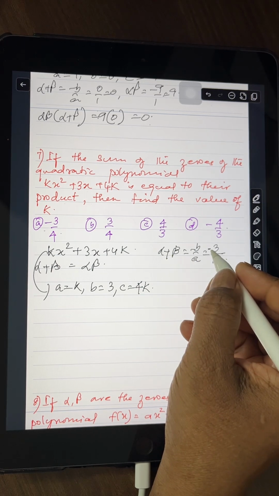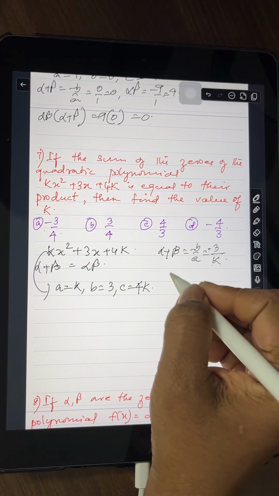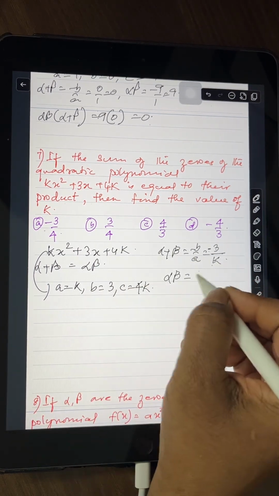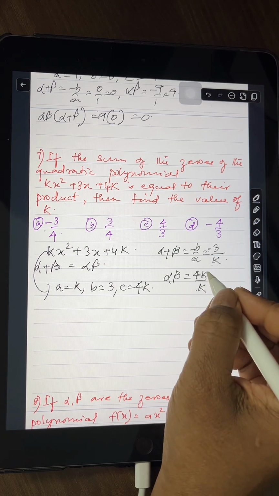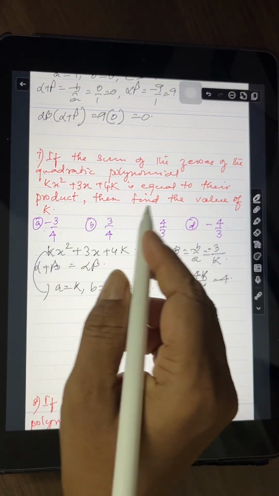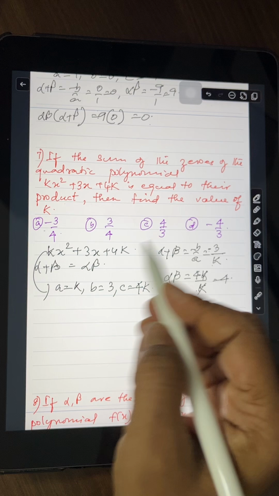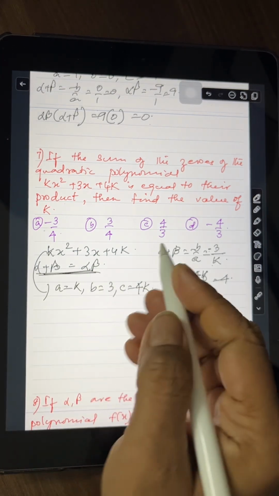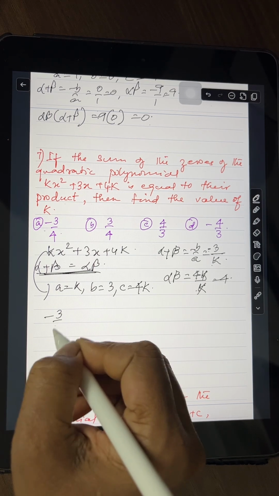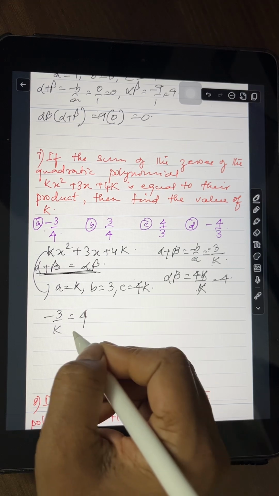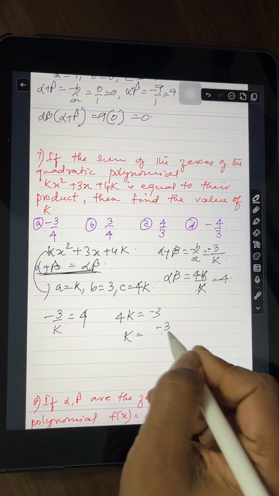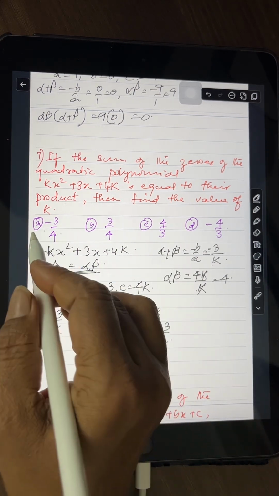Okay, now alpha plus beta is minus 3 by k. Then alpha beta, what is alpha beta? Alpha beta is c by a. So 4k by k. So k cancel. So 4 is your alpha beta. Now what he is saying? Find the value of k. And what else is given? He has given that alpha plus beta is equal to alpha beta. So alpha plus beta is minus 3 by k. And what is alpha beta? 4. So 4k is equal to minus 3, or k is equal to minus 3 by 4. Minus 3 by 4. This is your answer.